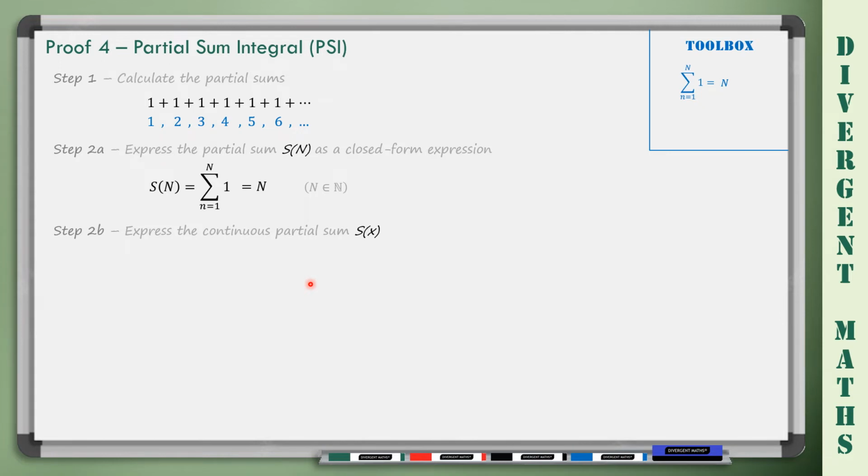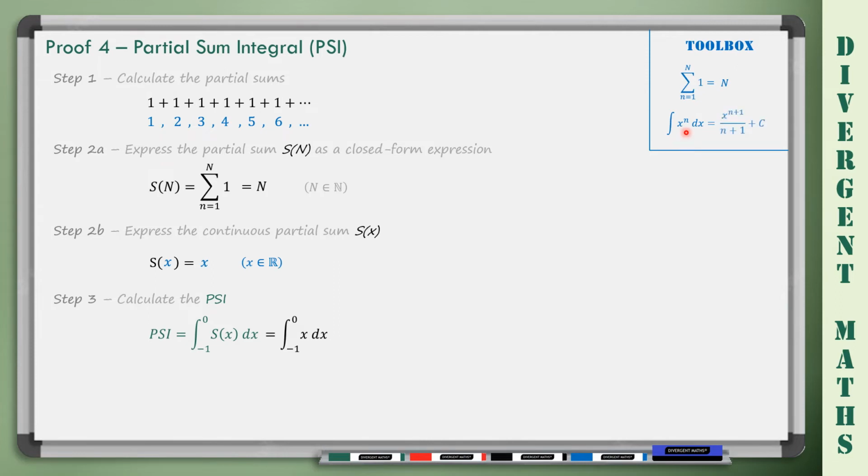Step 2b, express the continuous partial sum s of x. So we write the same thing and we replace the discrete variable n with the continuous variable x as a convention, of course. Calculate the PSI. So by definition, the PSI is the integral from -1 to 0 of the continuous partial sum s of x, and we integrate that one. So it's, of course, because s of x is equal to x, the integral from -1 to 0 of x dx.